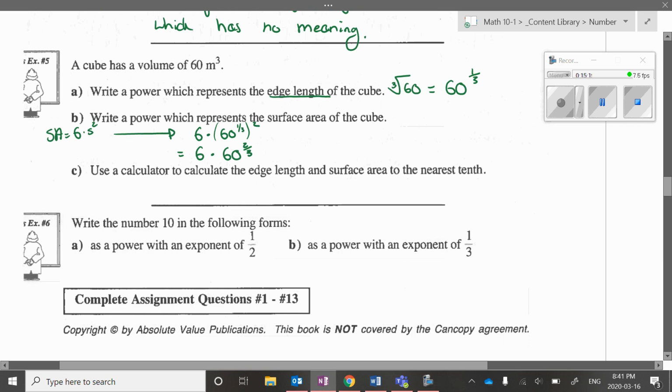Use a calculator to calculate the edge length and the surface area. Plug those into your calculator so you can check if you would like. At the end of the day, our edge length is going to be 3.9 meters, and our surface area is going to be 92.0 meters squared.